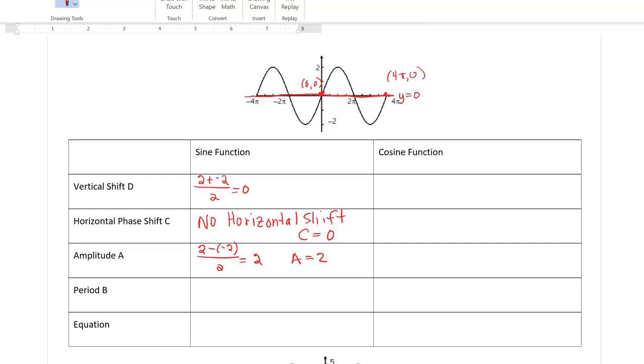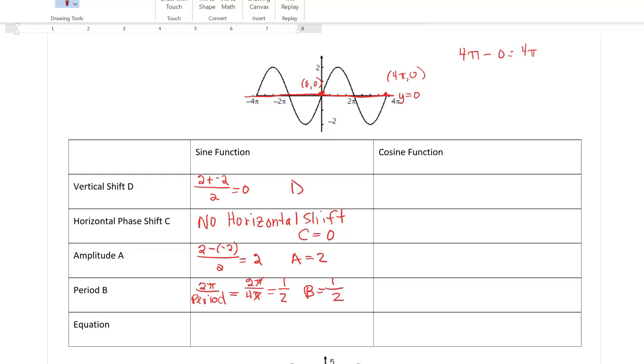Next is the period. The period is the length of time it takes to complete a cycle. So remember, B is going to be 2 pi divided by the period. The length of time it takes to complete one cycle in this graph is 4 pi. So 4 pi minus 0 is 4 pi, and our period is 4 pi. So we take 2 pi divided by 4 pi and reduce it. That's going to be 1/2. This means B is going to be 1/2.